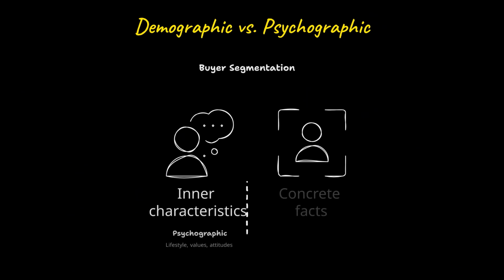The pair most often confused is demographic and psychographic. The dividing line is simple. Demographic captures concrete facts about who a buyer is, while psychographic captures inner values and lifestyle. Demographic is also the most commonly used base for consumer markets.